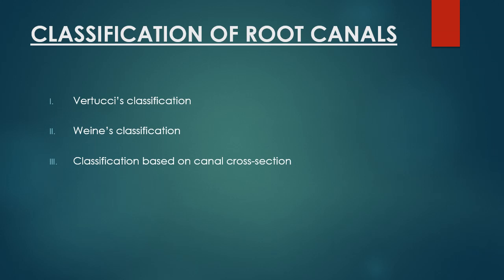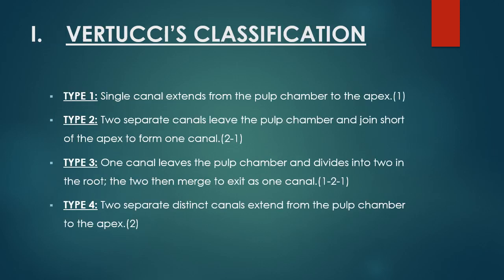Coming to the classifications of the root canals, first is Vertucci's classification, next Weine's classification, and next is the classification based on the canal cross section. Coming to Vertucci's classification, here it has been divided into 8 types. Type 1 is a single canal extending from the pulp chamber to the apex. Only one is to 1, from the pulp chamber to the root apex.